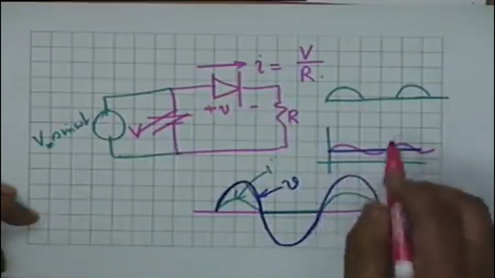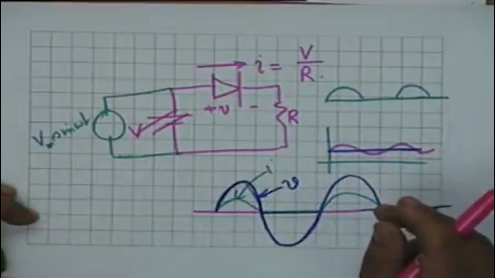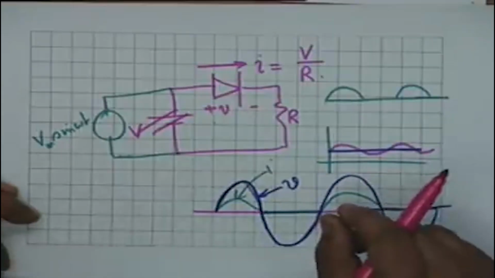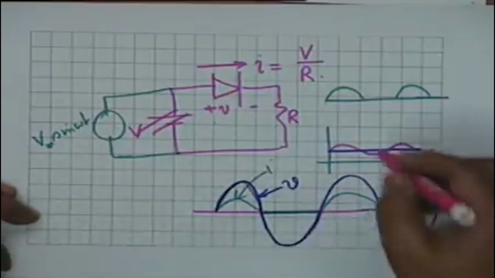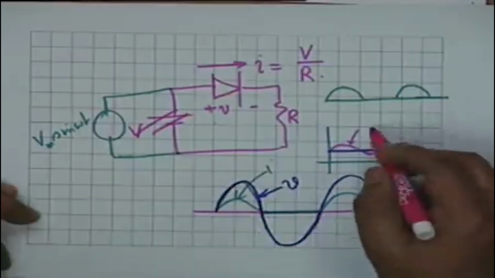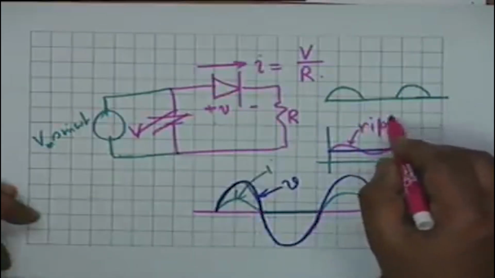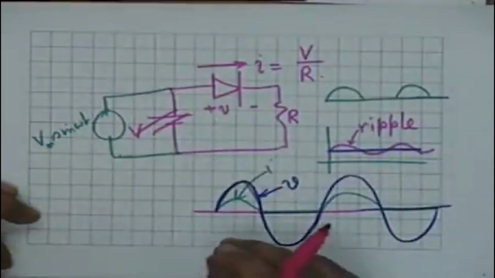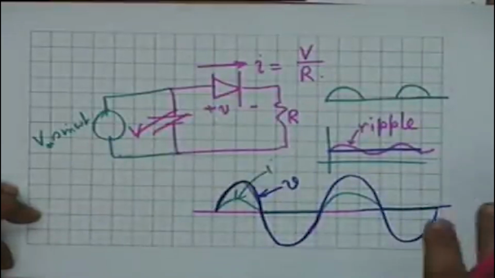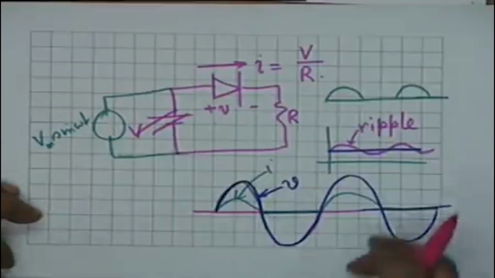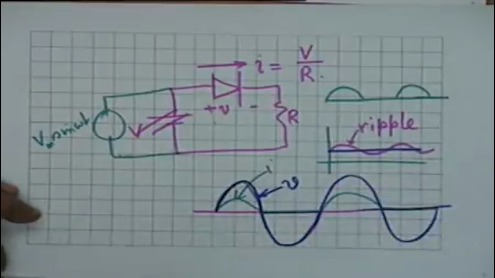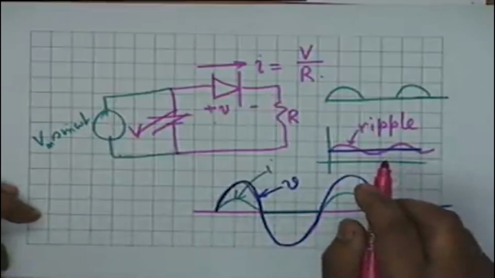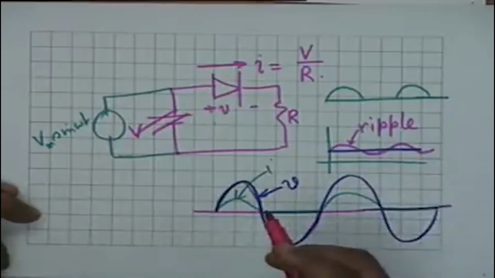So, this AC, we want it to be as small as possible, and therefore we call this a ripple on an otherwise calm water surface. If you make a small disturbance, then there are very small waves. This is what we would like. We would like a ripple to be as small as possible.